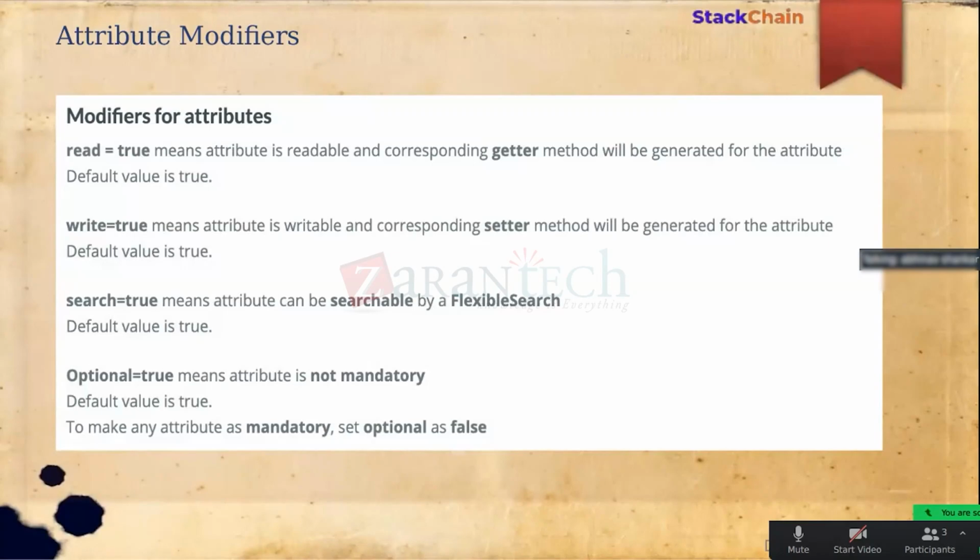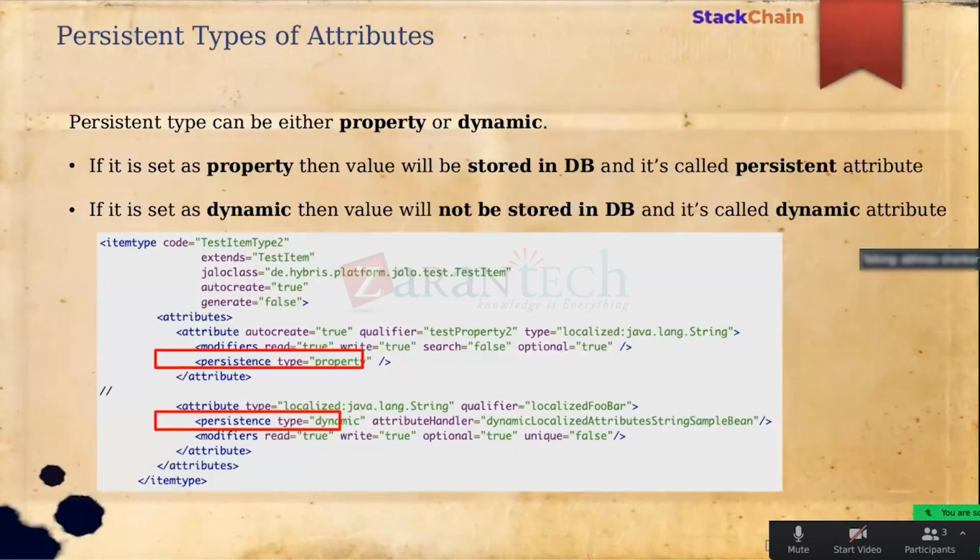At the last, optional equals true means it is not mandatory. I mean to say, if you see an attribute like testProperty2, and I make this optional equals true, it means it is not compulsory.